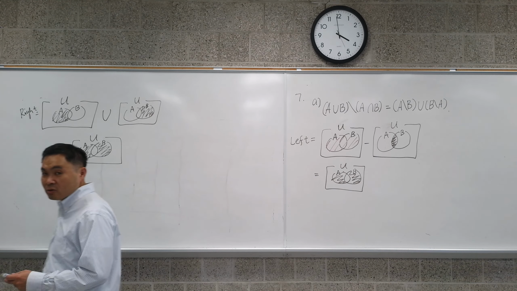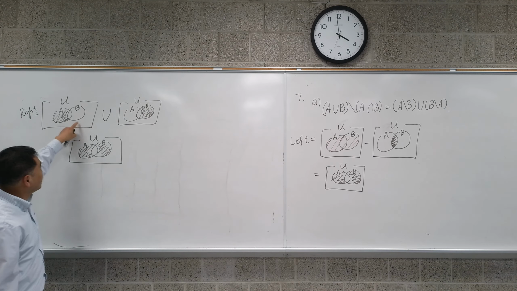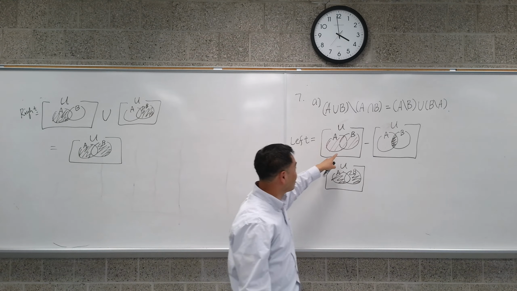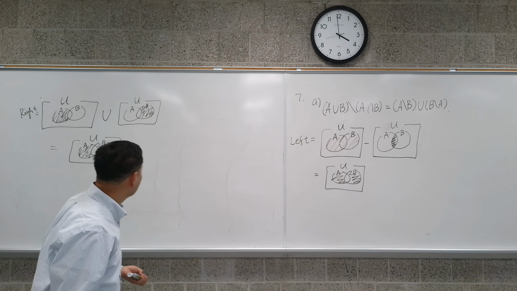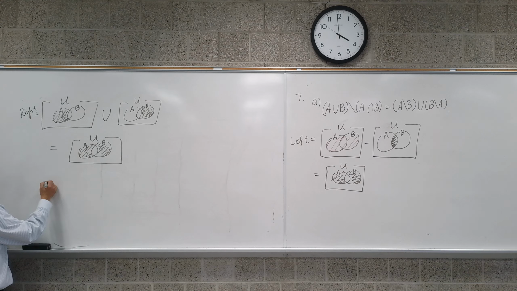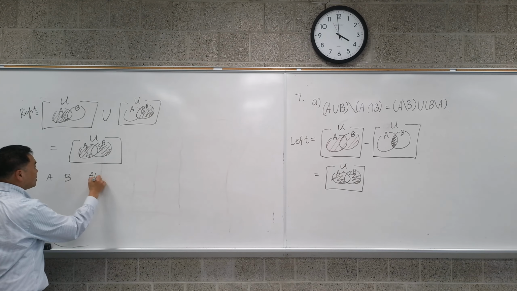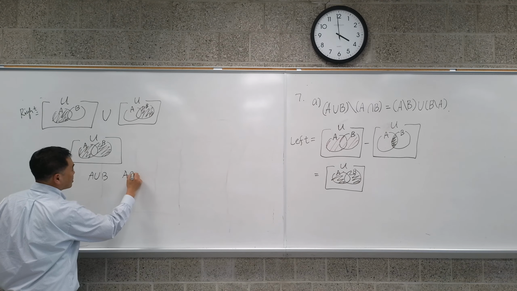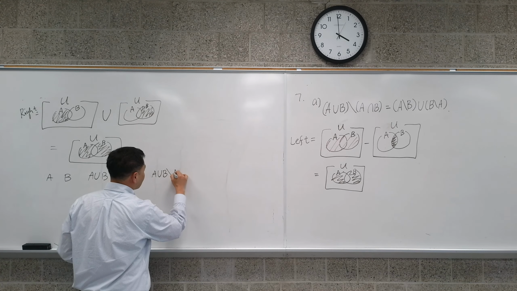And of course, in order to convince the reader, just writing the final answer is not enough. You should really write down the intermediate representations to show the reader what's going on for that to be a convincing proof. Now, you could also make a truth table to do the same thing. So let's say A, B, A union B, A intersect B, and then A union B minus A intersection B.